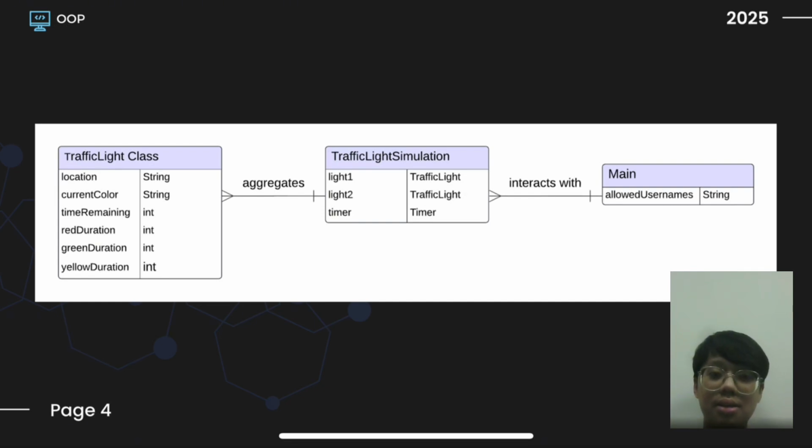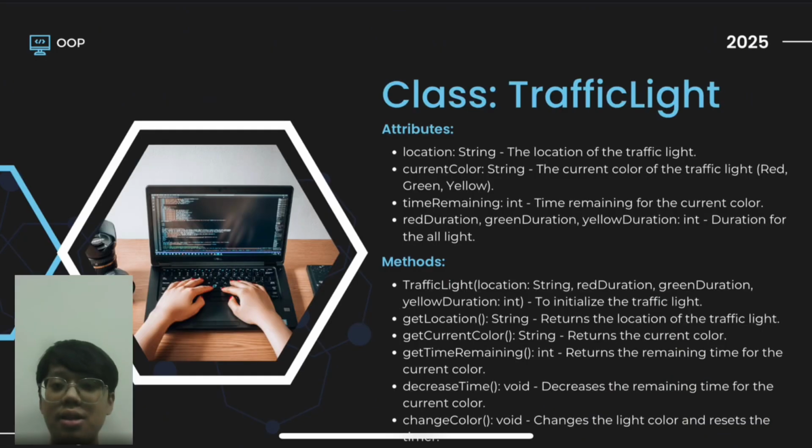The second one related to the traffic light is traffic light simulation. The attributes for traffic light simulation are light one, light two, and light timer. Then the third one is the main class. The main class allows the user to type the username, using the data type string. So this is the explanation for the class diagram.